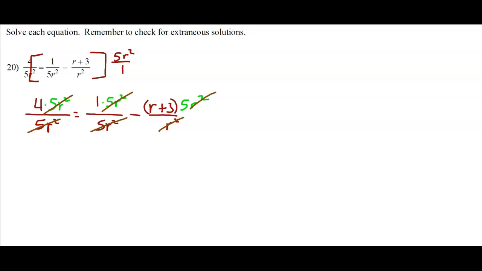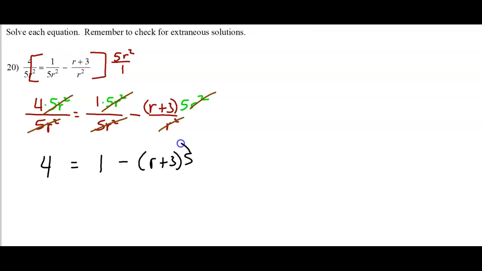So as a result, we have 4 left here. We have 1 left here. And then we have r plus 3 times 5. So that's the end of the second step. So step 1 is to factor, which we didn't need to do. Step 2 is to multiply everything by the denominators and cancel. Step 3 is to solve.